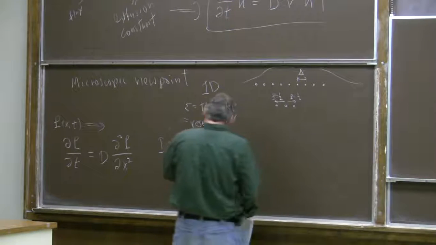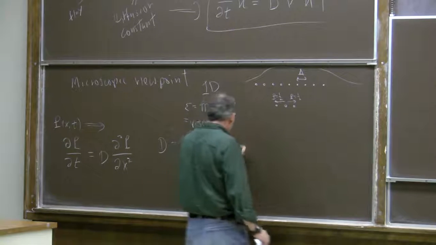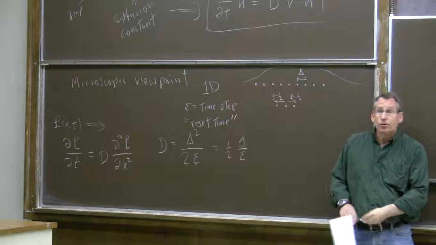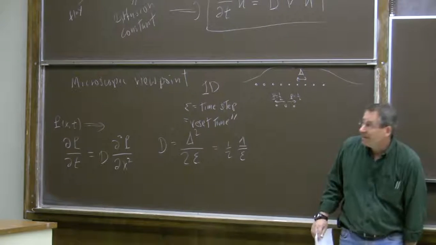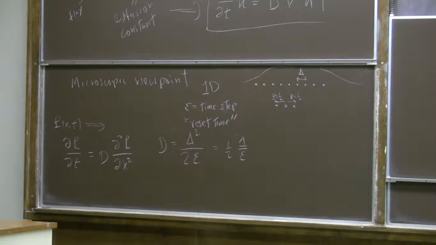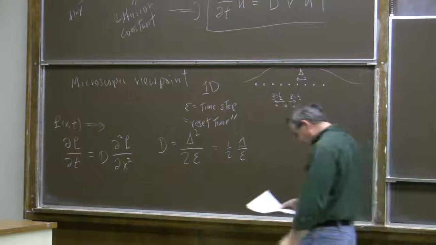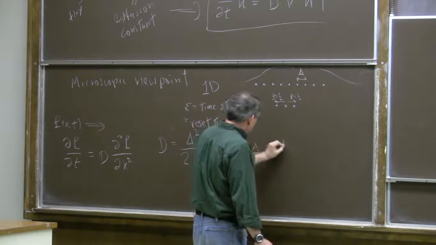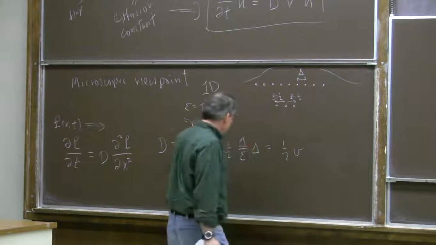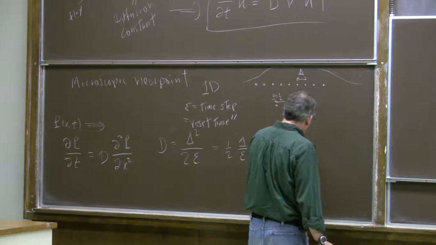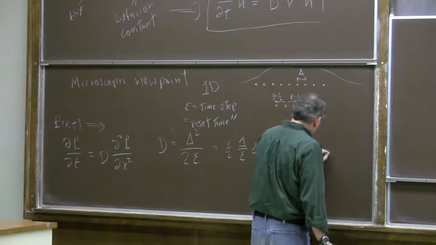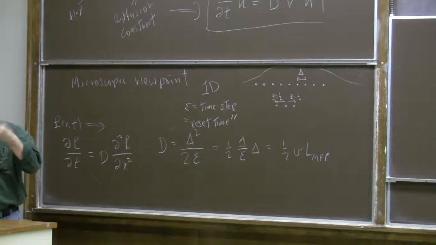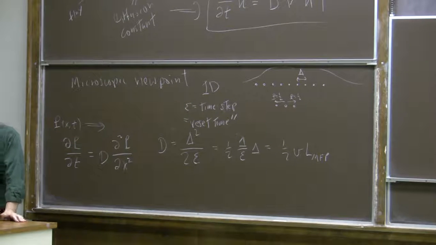And if you like, you can think of this as being 1/2 times a speed of motion. The particle hops left or right by distance delta in the time epsilon, so it moves at a speed v equal to delta over epsilon, times a characteristic mean free path. So v is the speed, and you can think of delta as the mean free path. In other words, it's the distance the particle travels before getting its direction of motion randomized.